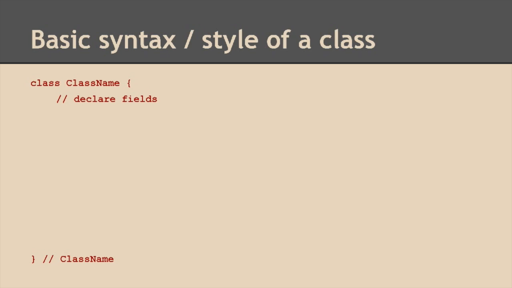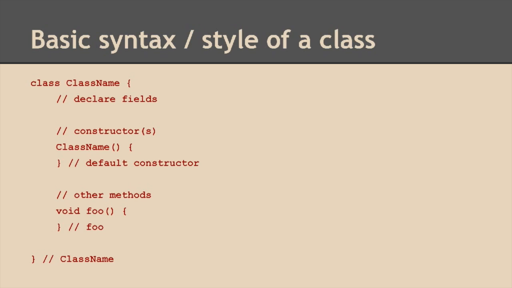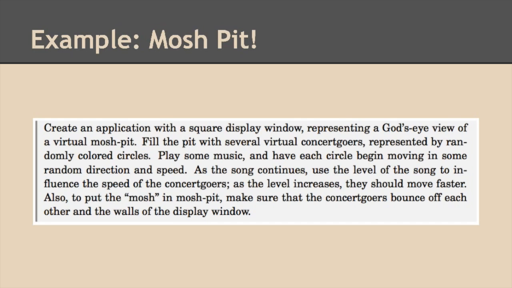Now, stylistically, inside our class, up at the top, we'll declare our fields first. Then after the fields, we'll go ahead and declare our constructors. And remember that we should always have at least a default constructor, and then one or more initializing constructors. And then after the constructors, we'll have all of the other methods for the class. We'll return to the actual syntax later, probably in the next video when we start coding up this mosh pit example.